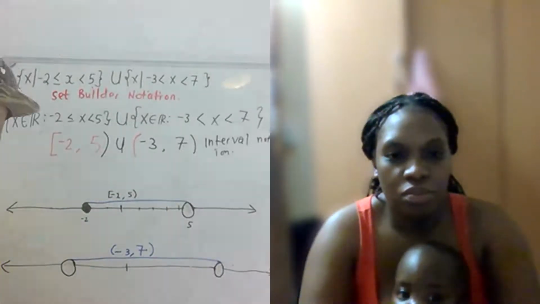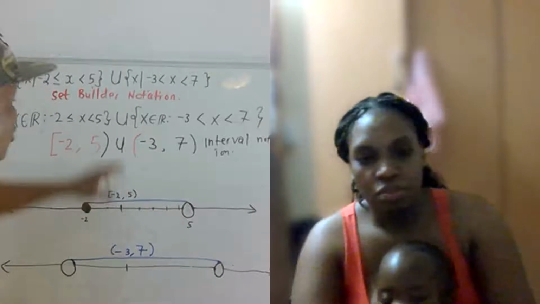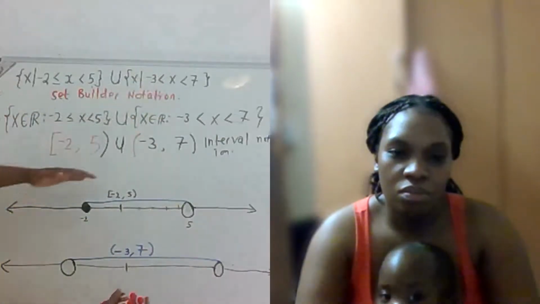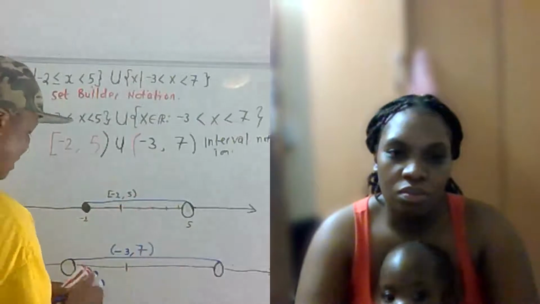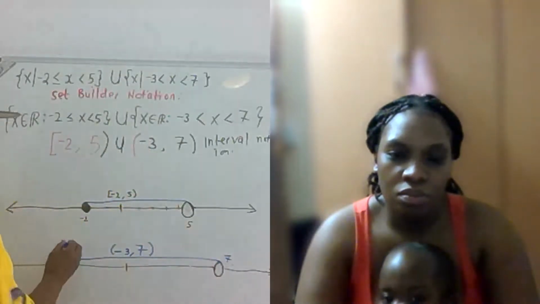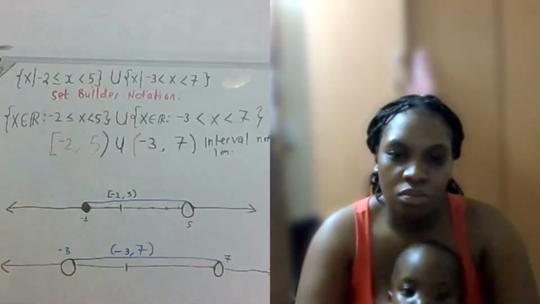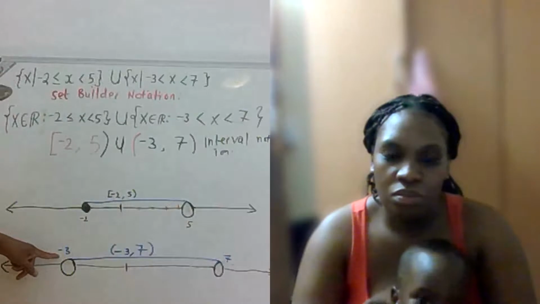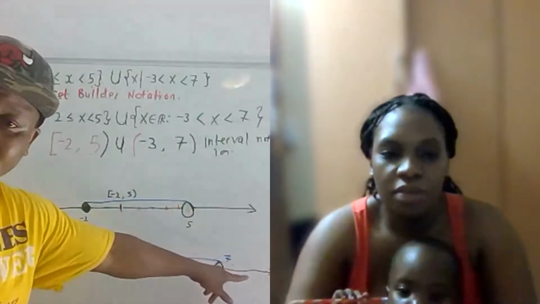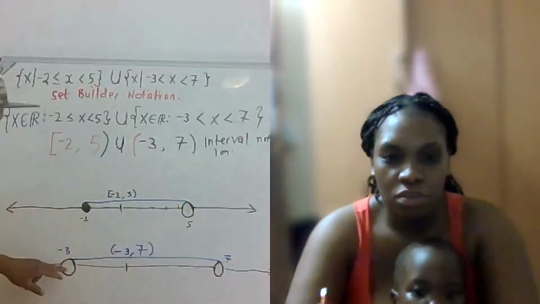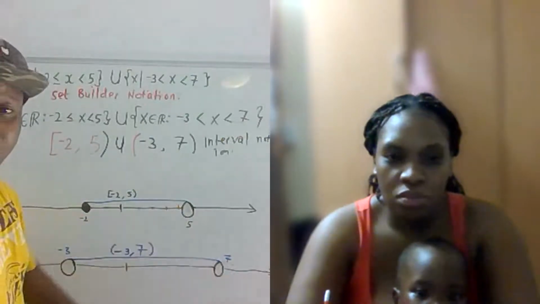So what we're going to do now is unite. Unite means put them together. So if I put them together, okay, this was 7, right? This is 7, and this is -3. If I combine this together, what am I going to get? Together, it's going to start from -3 all the way to 7. You understand? Because together means it's going to start from -3 all the way to 7.